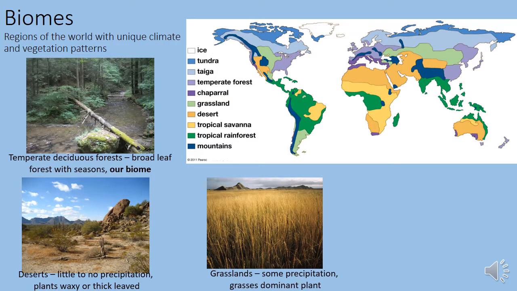If we go to a little bit more rain, so now we've gone from 10 inches or less up to 20, 25 inches of rain, maybe up to 35, in these places we're going to have grasslands. Grasslands have a little bit more rain than a desert, still not as much as a deciduous forest. In these places, grasses dominate. That's why they're called grasslands. There are thousands of species of grasses across the world that can live in these.